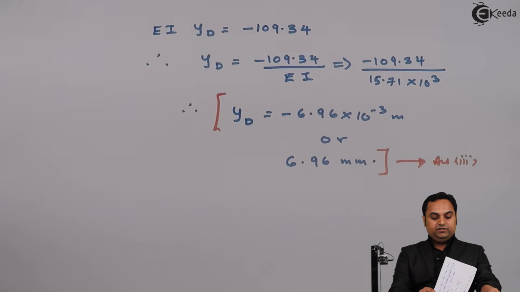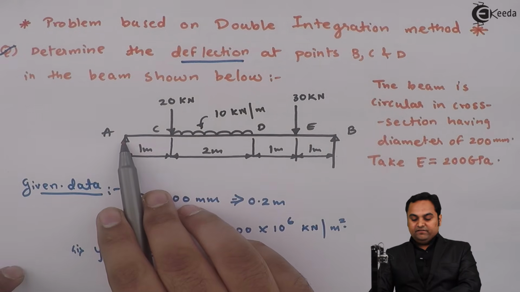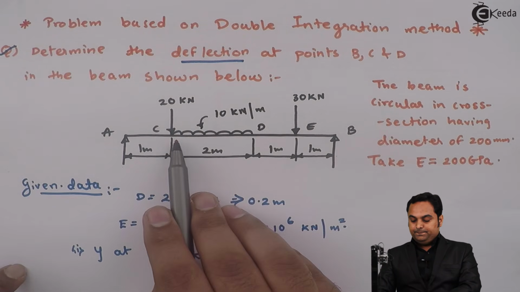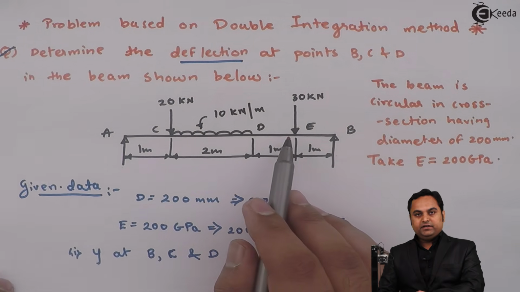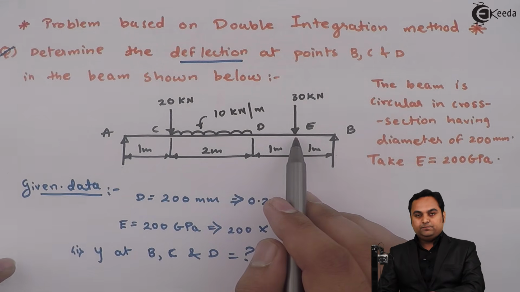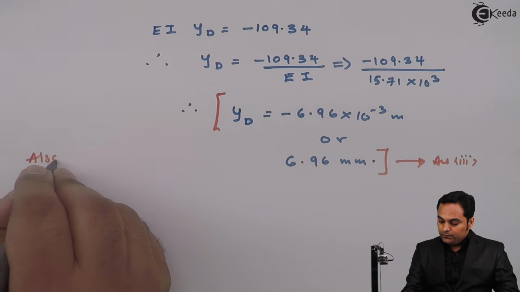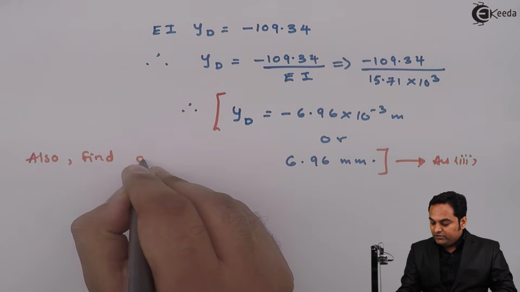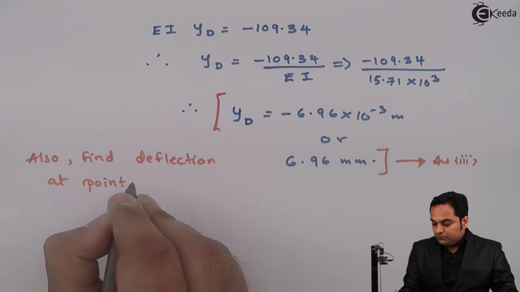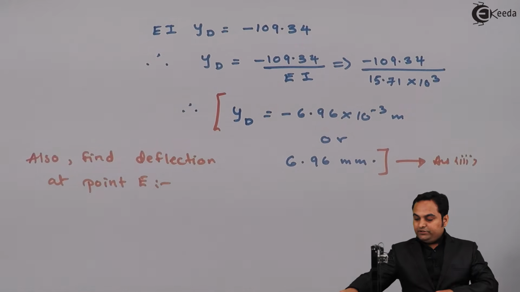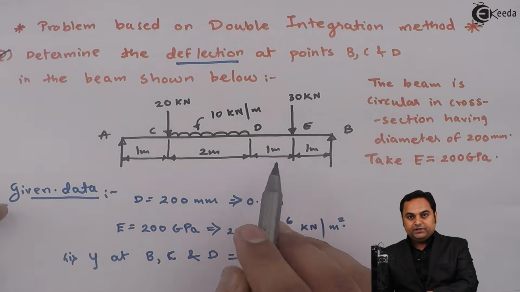Now if we see in the problem, we have found out deflections at point A, we know it is 0, at B it is 0, then at C and D also we have found out. Now let us try to add one thing in the problem, that is find the deflection even at point E, which is not asked, but I am adding this. So here I'll say that also find deflection at point E. So to calculate the deflection at point E, now its distance is 4 meter from A, so x will be 4 meter.